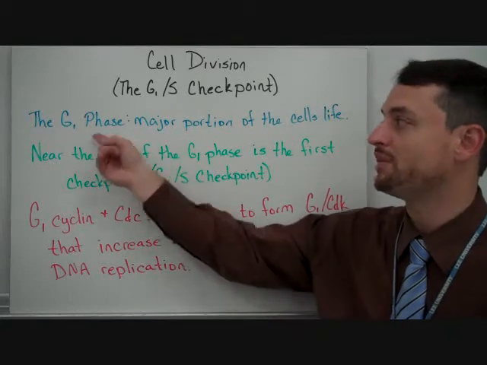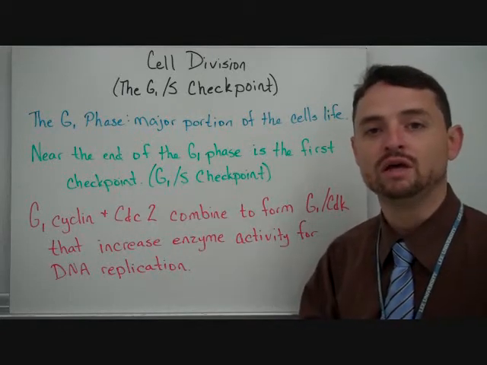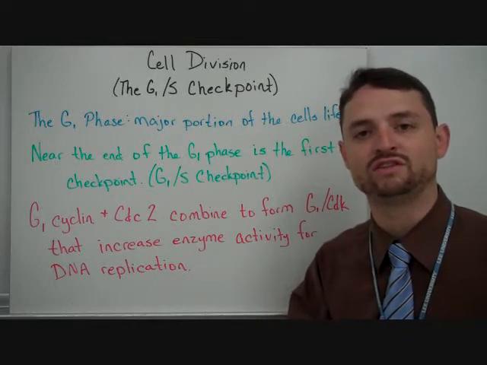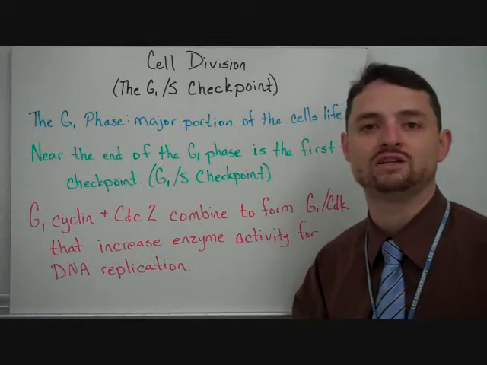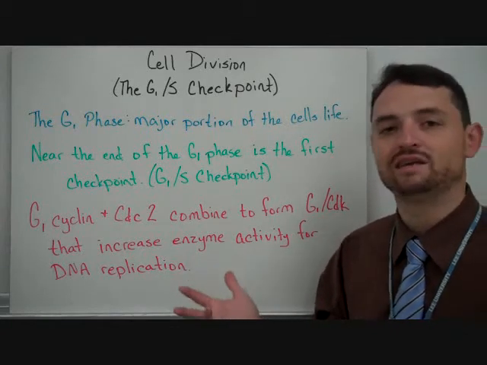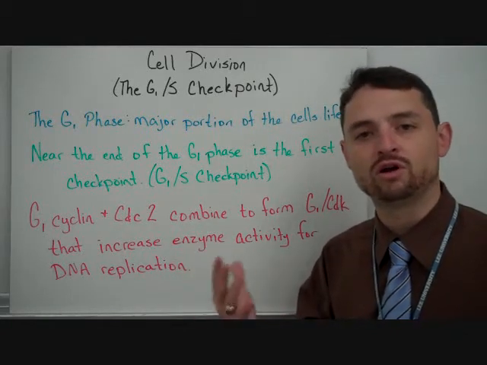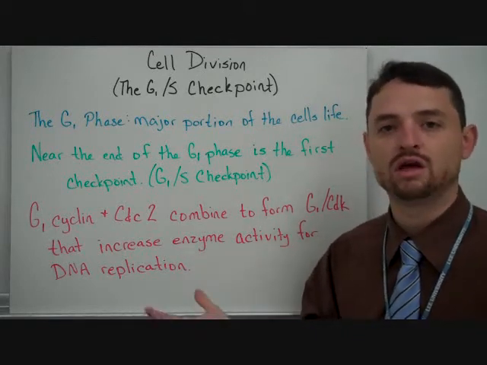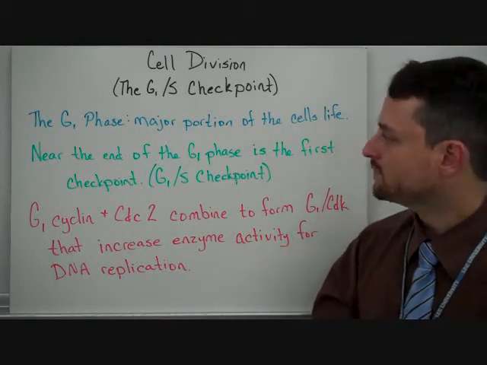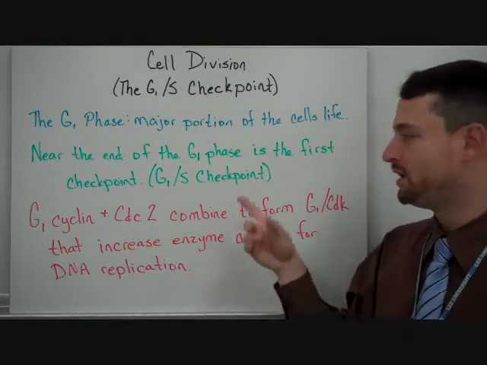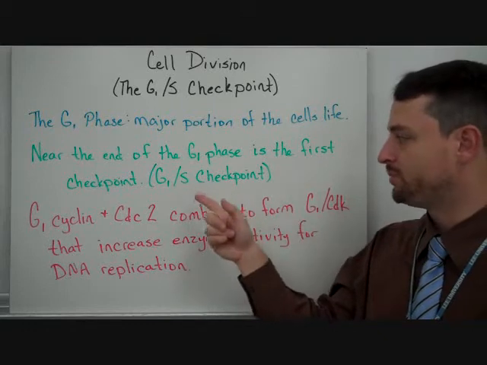If a cell cannot pass the G1 phase checkpoint, then technically we say that cell is in G0 phase. Like your muscle and nerve cells, they don't ever get out of G1, so we put them in G0. Although technically, sitting in G0 and G1 are no different. It's just that the ones we say are in G0 never make it out of G1. Near the end of the G1 phase, though, for those that do make it out, is the first checkpoint.